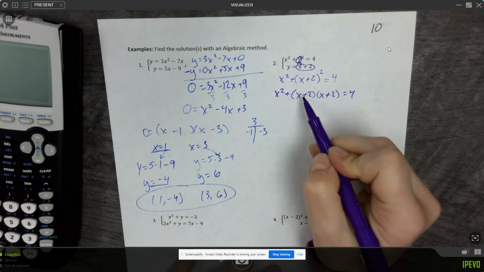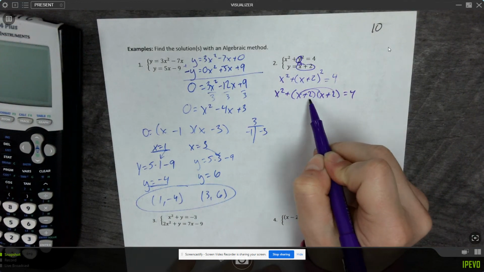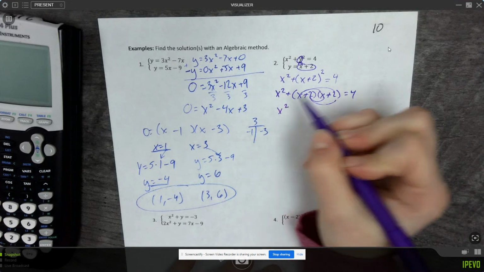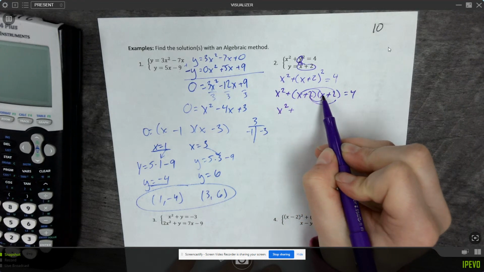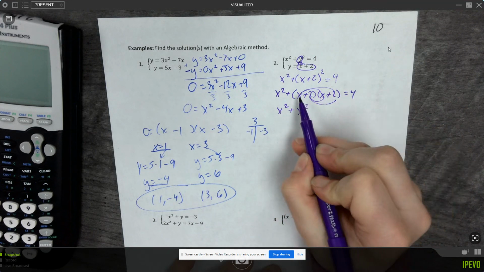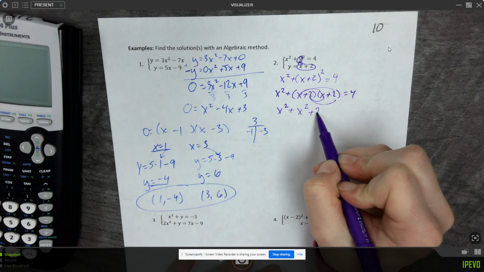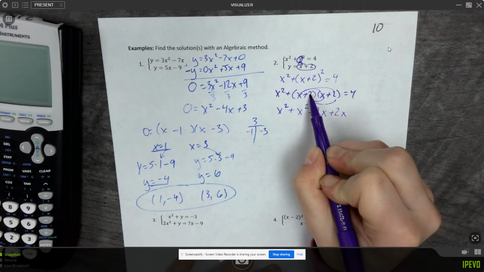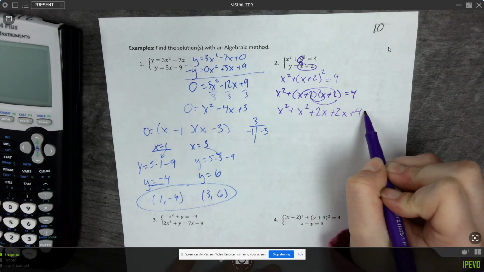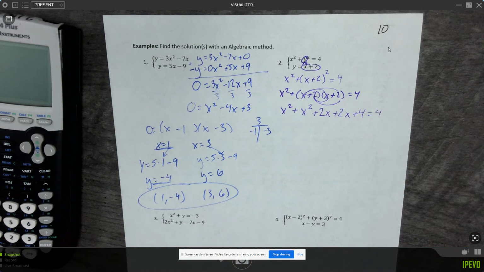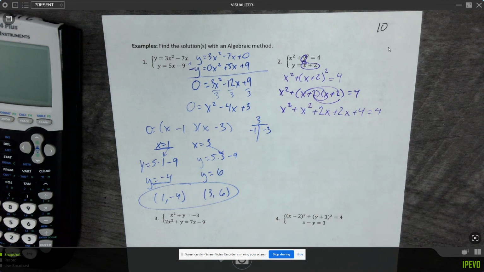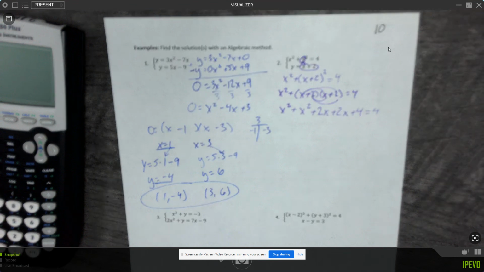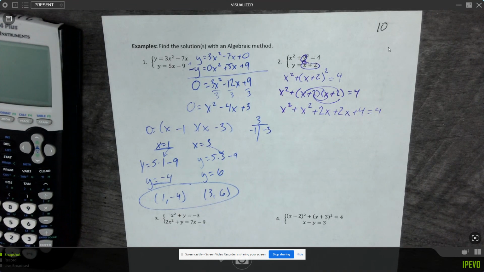And then when you have it written out this, you remember that you need to do your FOIL. So I get x squared, and then I'm going to do plus x times x is x squared. X times 2 is 2x. 2 times x is 2x. And 2 times 2 is 4, equal to 4. X plus 2 squared is not x squared plus 4. You have to FOIL it.